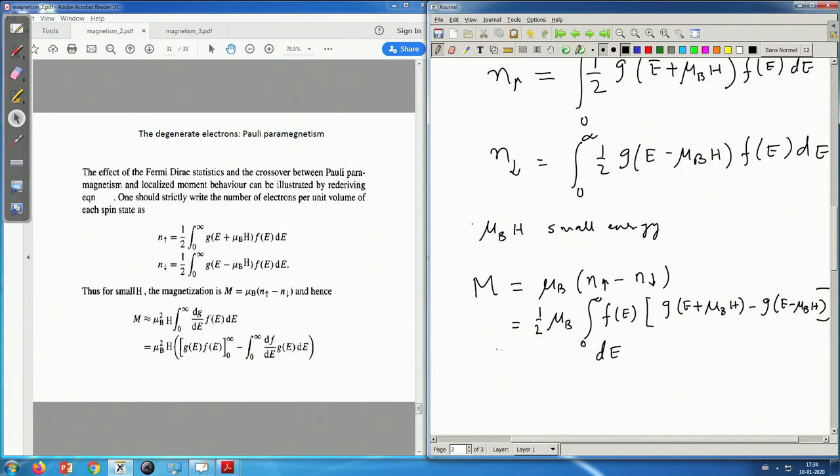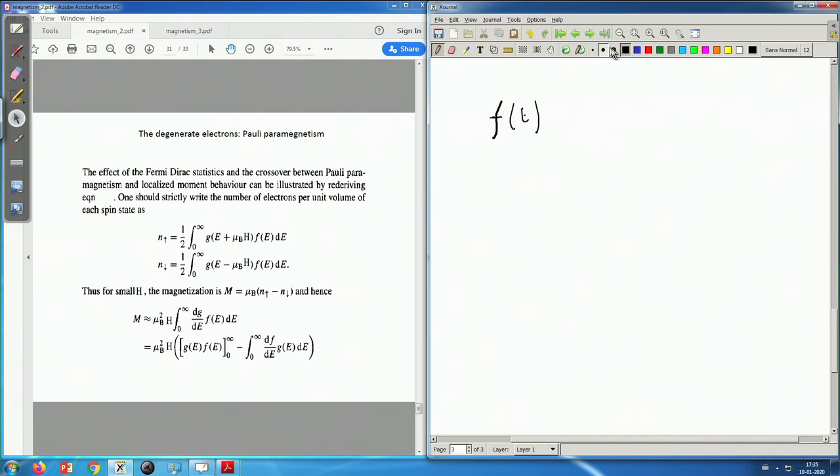There is one more thing I wanted to bring to your notice, that f(E) equals 1 over e to the power β(E minus μ) plus 1. Okay. So, this is my Fermi function. Remember that there is a μ sitting here in the Fermi function.